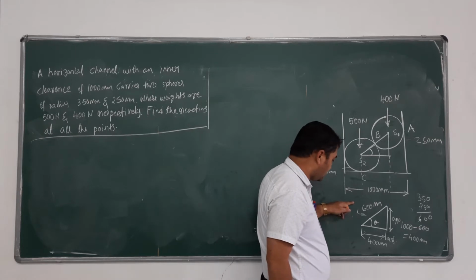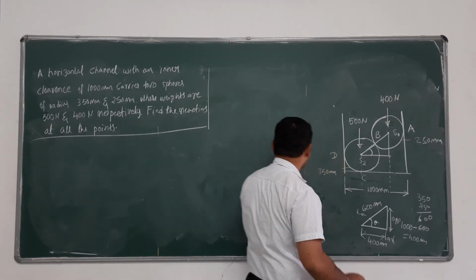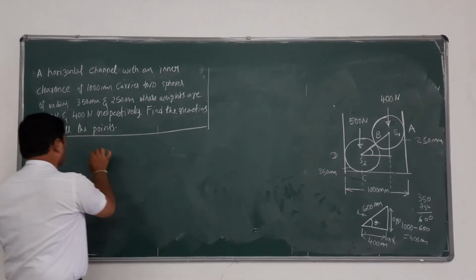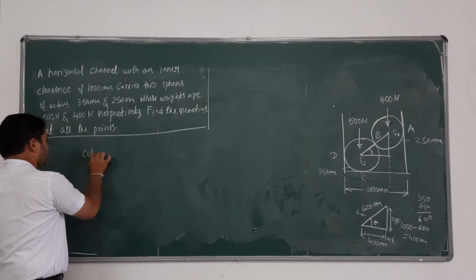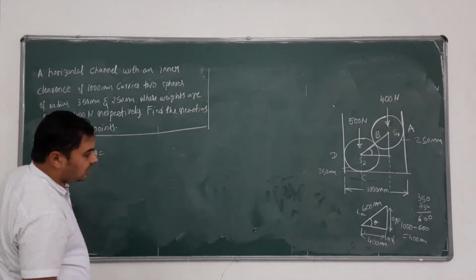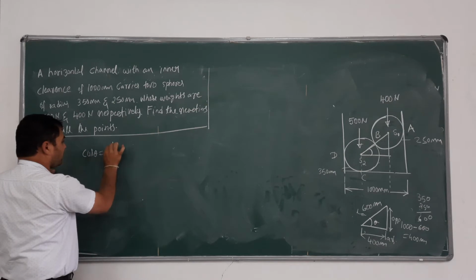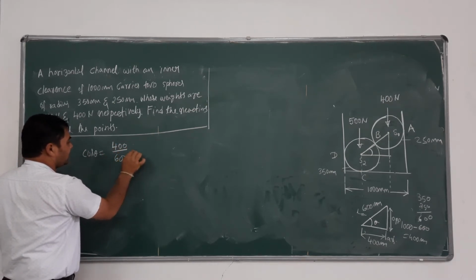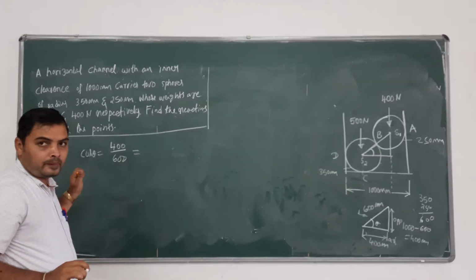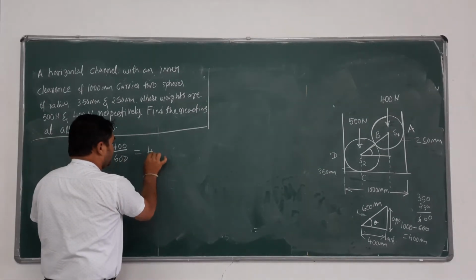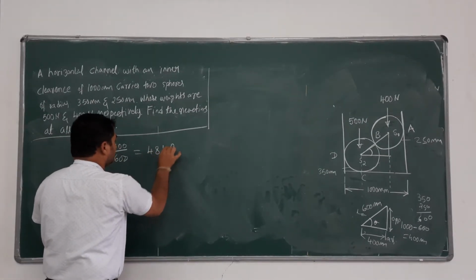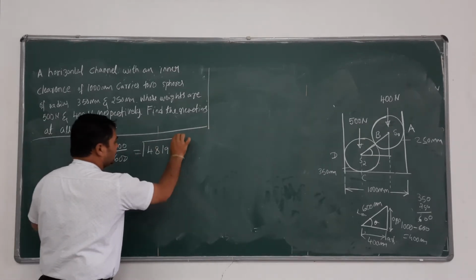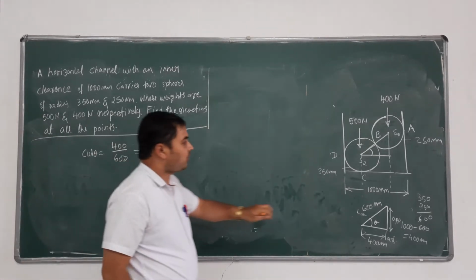We know the adjacent side and we know the hypotenuse. The trigonometric function which relates adjacent to hypotenuse is cos theta. So cos theta is equal to adjacent 400 divided by hypotenuse 600. Therefore, the theta value works out to be 48.19 degrees. So this is the inclination of the reaction at the point B.